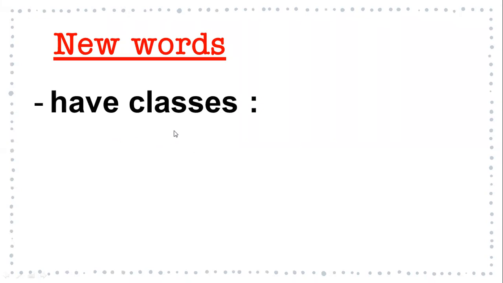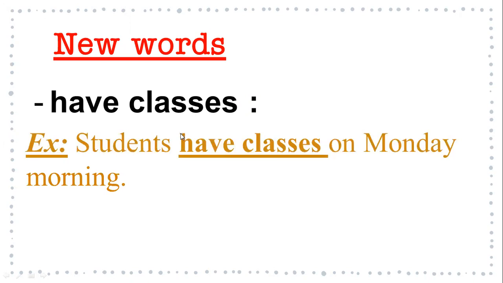Have glasses. Now, I have one example sentence. Students have classes on Monday morning. So understand, have classes. Okay, right. Put it down, please. Studying. We are studying English now. Okay, the same meaning with the verb learn.